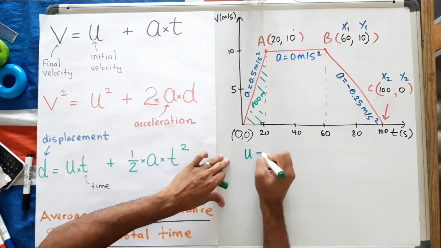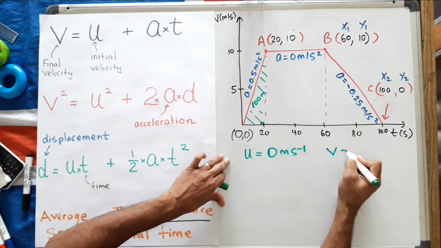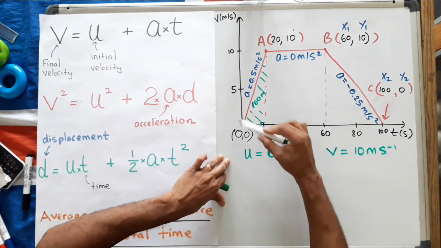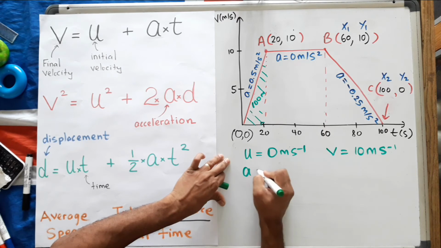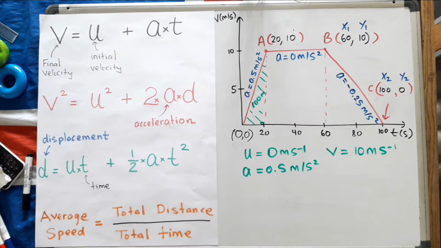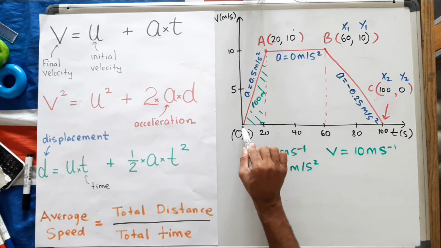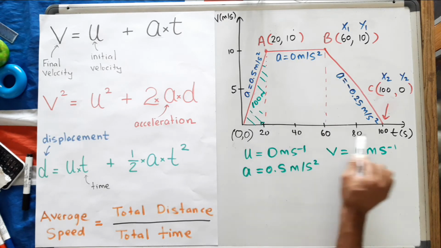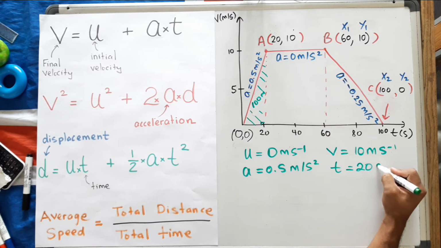So the initial velocity was 0 meters per second. The final velocity, which is at point A, was 10 meters per second. The acceleration from O to A, remember, we found it by finding the gradient. The acceleration was 0.5 meters per second squared. And how long did that whole procedure take? It only took 20 seconds, because between the beginning point of O and the ending point of A, only 20 seconds went by on the x-axis. So the time was 20 seconds.